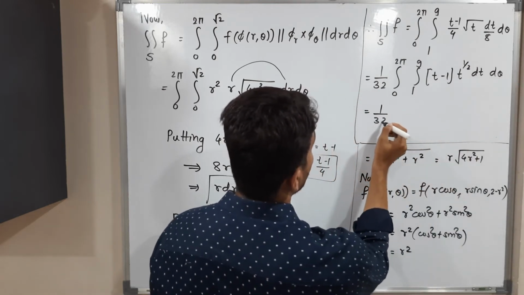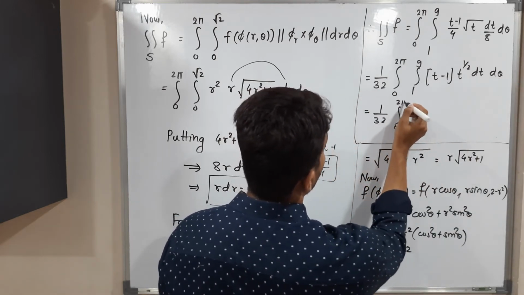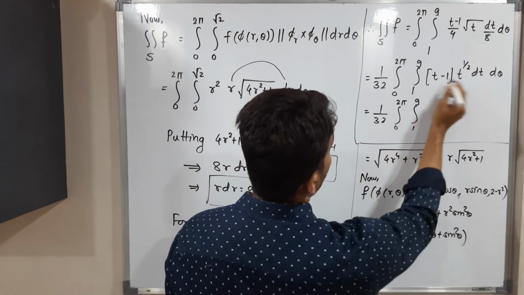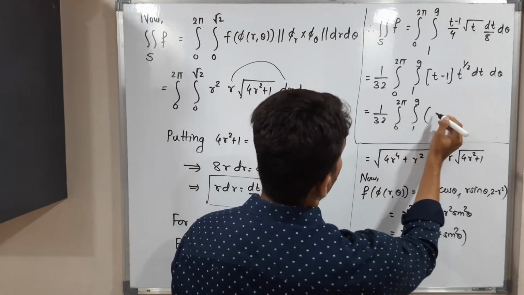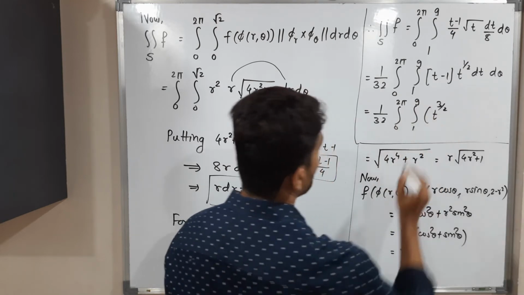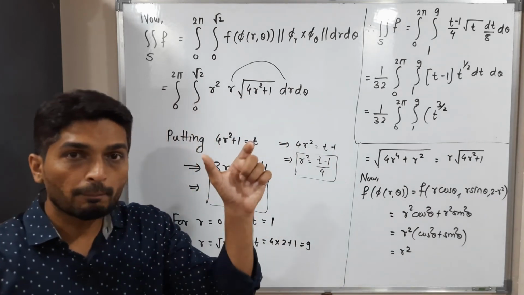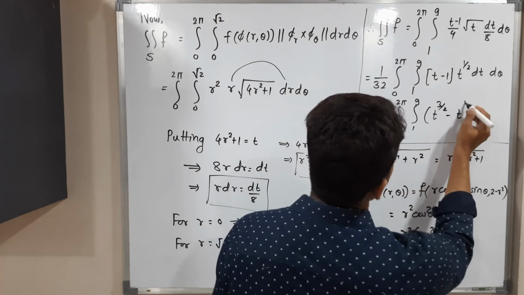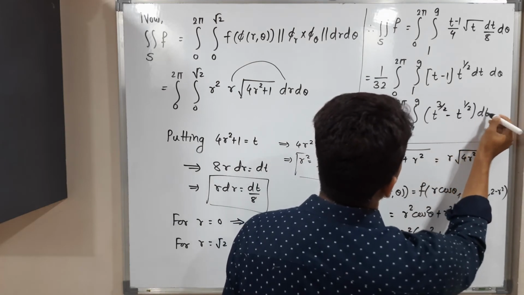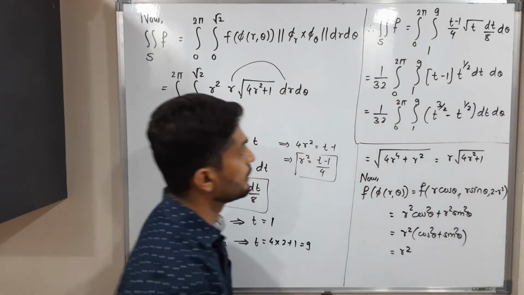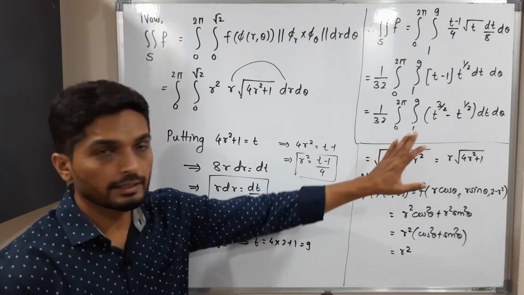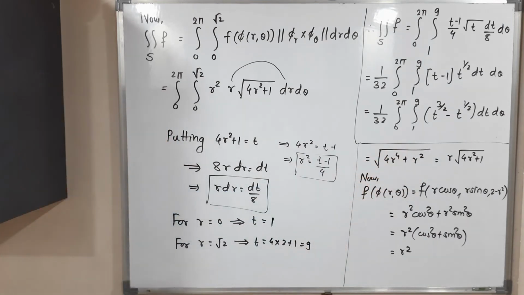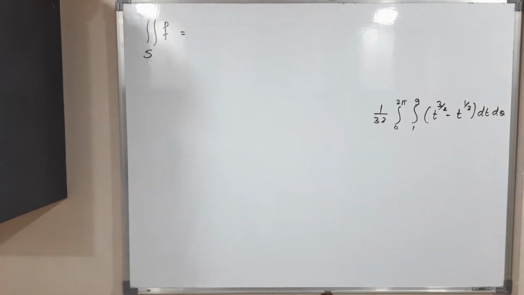So we have to solve this integration. For that, I will solve the bracket. t into t raised to 1 by 2 gives t raised to 3 by 2. When you take a product, we need to add powers: 1 plus 1 by 2 is 3 by 2, minus t raised to 1 by 2, dt and d theta. So I'm going to solve this integration. Just take a screenshot of it first, then I will go further.